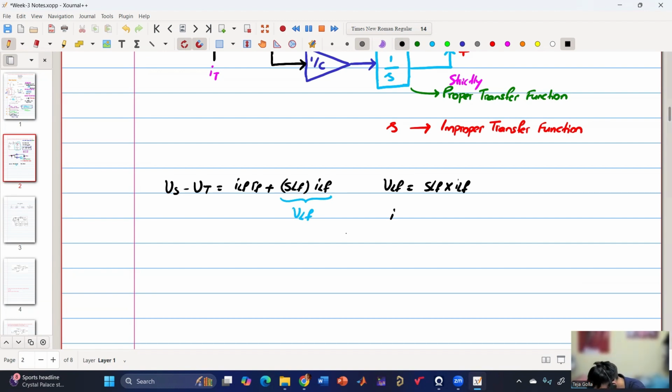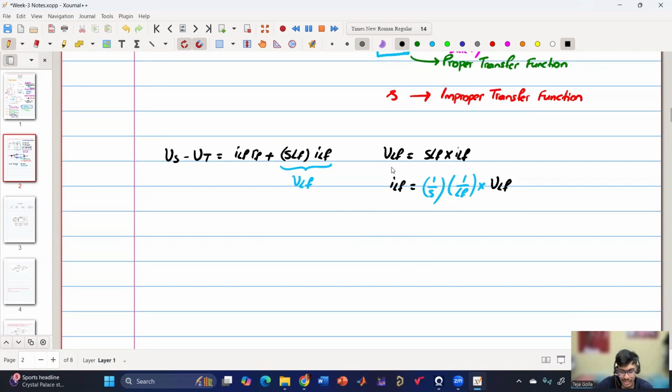Now I can calculate ILF from VLF, which is 1 by S into 1 by LF into VLF, right? Is this clear? So if I know VLF, then I can get ILF. And if I know ILF, then I can get this first expression. And then I can add these two to get Vs minus Vt. So one is dependent on another, so there will be a loop.